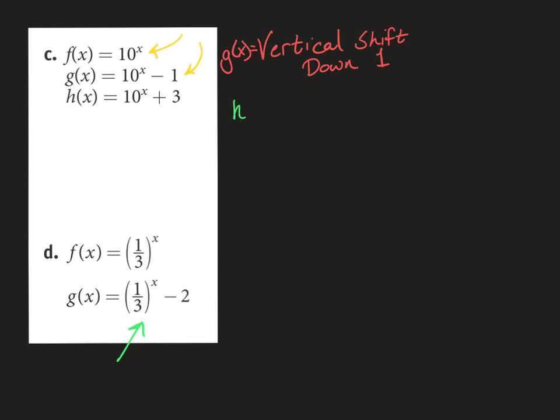H of x, again, outside of a parentheses makes it vertical. Adding or subtracting makes it a shift. And it is a plus sign which makes it go up 3.